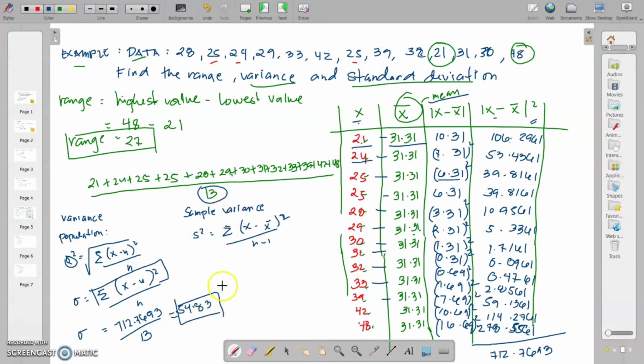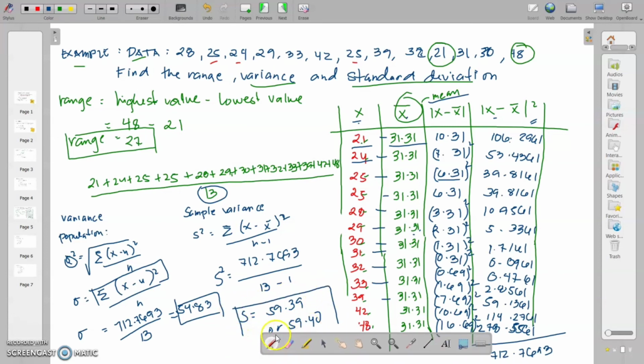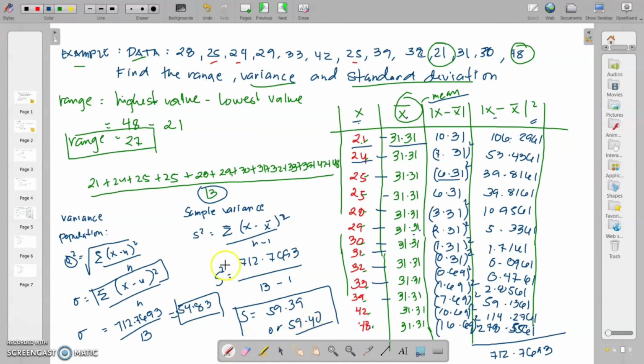How about the sample variance? So same summation to this, or total daw nito is 712.7693 over ang n na 13 minus 1. So, sample equals to 59.39 or 59.40. So, in book, sample ang ginamit niya na variance.